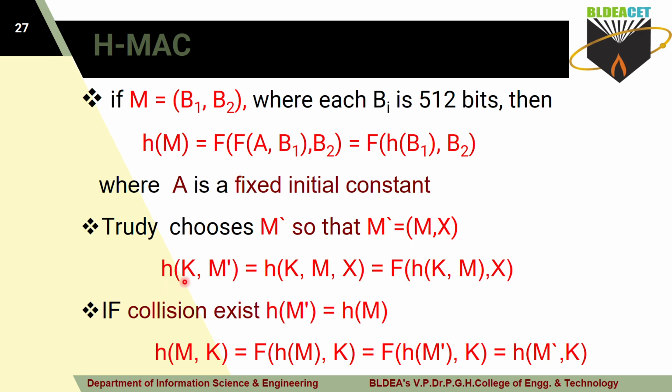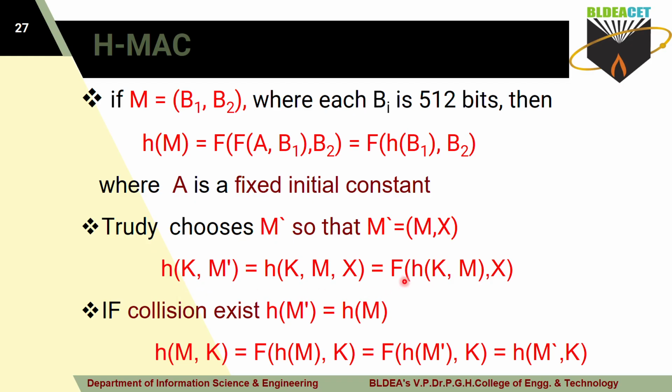So now even Trudy doesn't know what the key is here. Trudy knows only the function here. Earlier you saw that with the help of the function, message integrity is violated. So to prevent that, you are using one concept: along with the message, you are calculating the hash value for the key also. Then you can prevent such a violation. But here this is one more example.